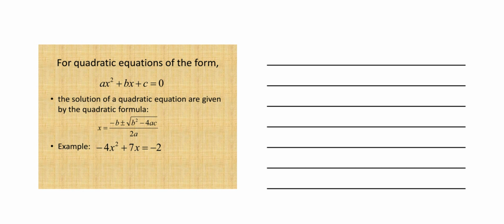Let's try a quadratic example. For quadratic equations of the form ax squared plus bx plus c equals 0, the solutions of a quadratic equation are given by the quadratic formula. The quadratic formula in this case is x equals negative b plus or minus the square root of b squared minus 4 times a times c, all of it divided by 2 times a. And in this case, our example is negative 4x squared plus 7x equals negative 2.